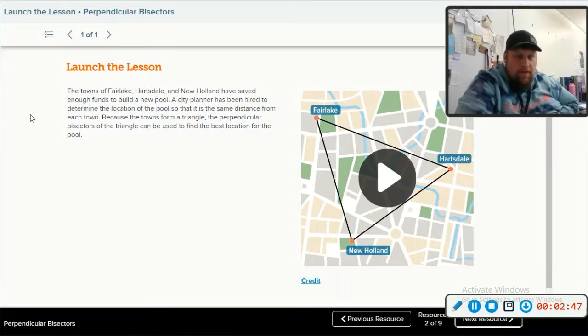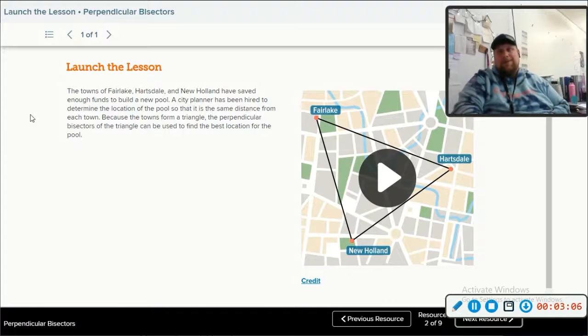The town of Fair Lake, Hartsdale, and New Holland have saved enough funds to build a new pool. A city planner has been hired to determine the location of the pool so that it is the same distance from each town, so it needs to be equidistant. Because the towns form a triangle, the perpendicular bisectors of the triangle can be used to find the best location for the pool. We're actually going to talk about that today.